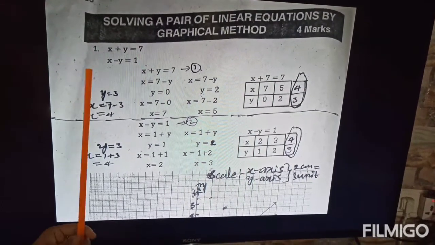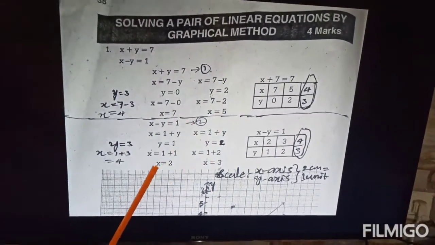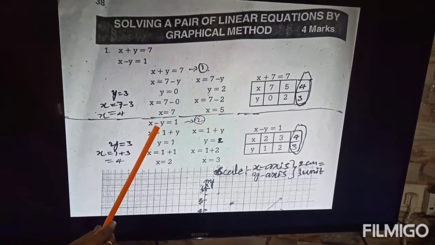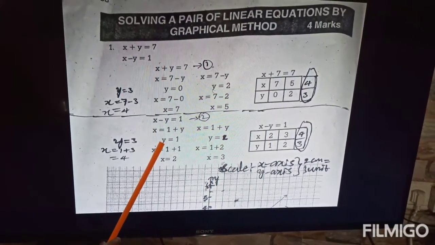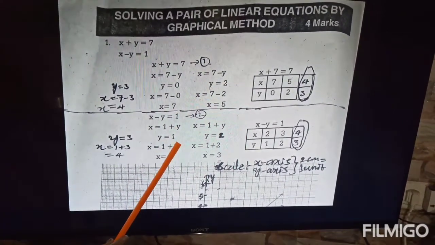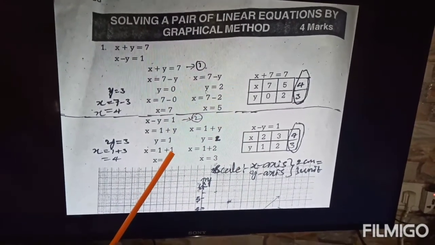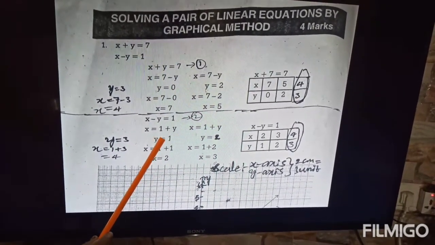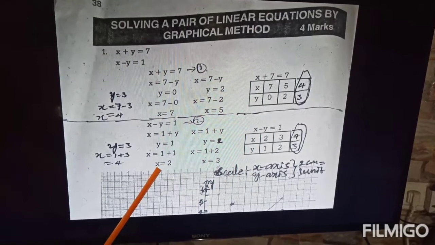Then take the second equation, x minus y is equal to 1. In that also, take y to the right side. It is minus, no? When you take minus to the right side, it becomes plus. On the left side x is positive, and this y also becomes positive. Then in place of y, replace 1. Then 1 plus 1 is 2, so the value for x is 2. If we substitute 1 for y, we get x as 2.